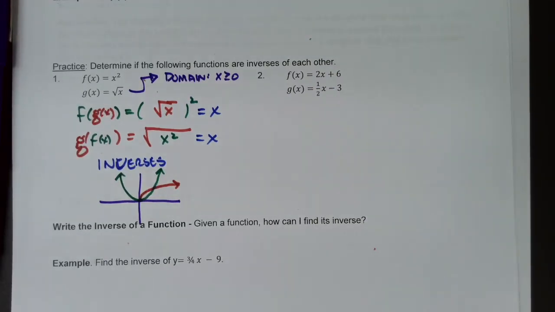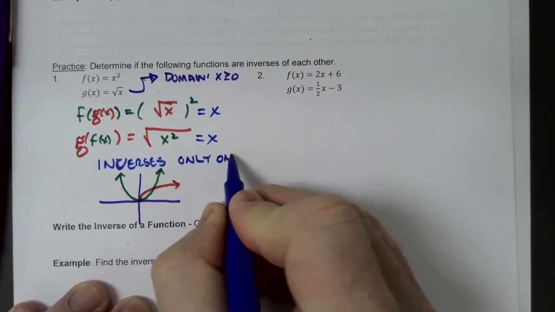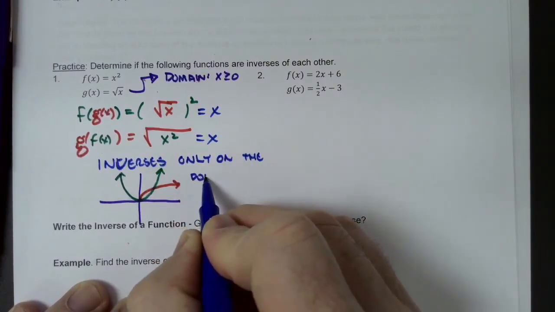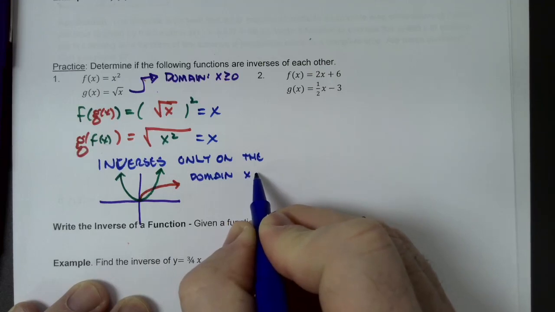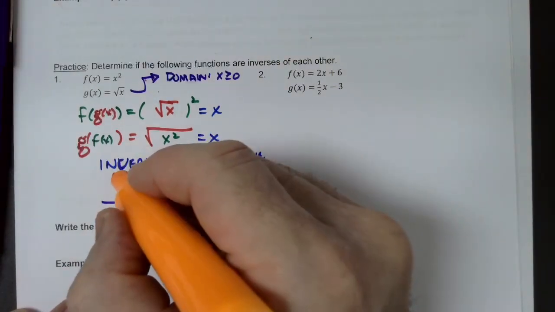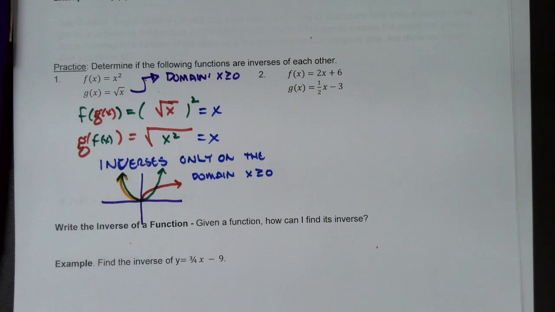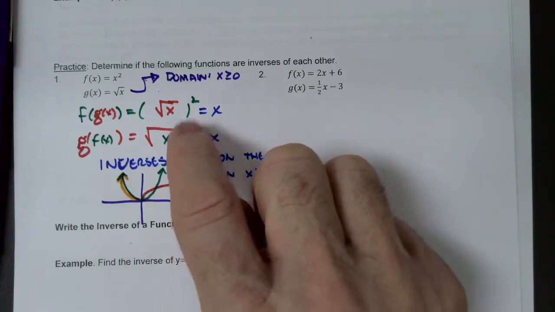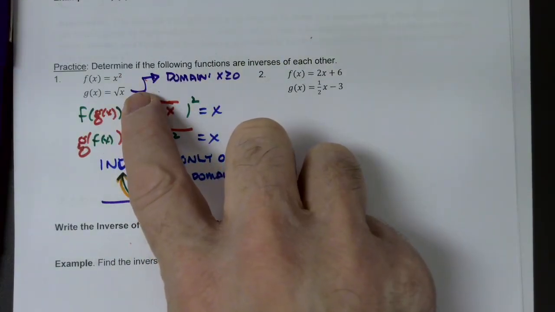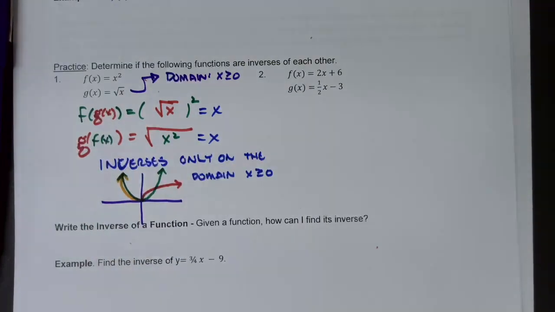So these are inverses only on the domain x is greater than or equal to 0. So we have to ignore this part of that parabola. So yeah, they're inverses, but not totally inverses. I can't put a negative number into the square root function and get anything out. So all these -1, 1, -2, 4, -3, 9 won't work.